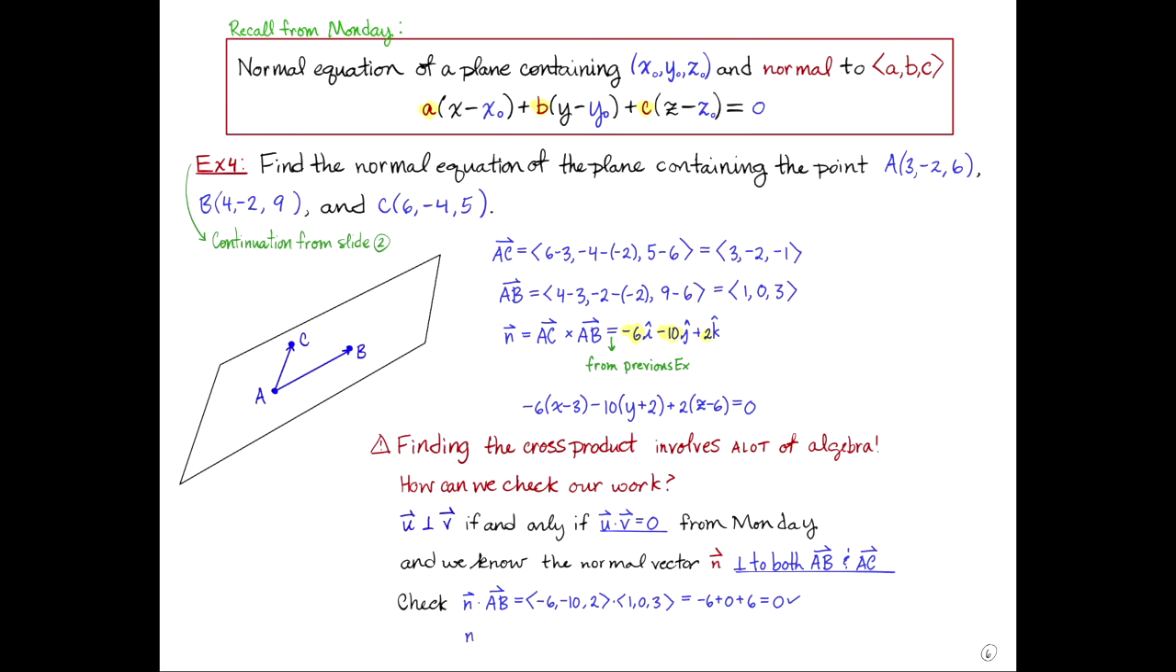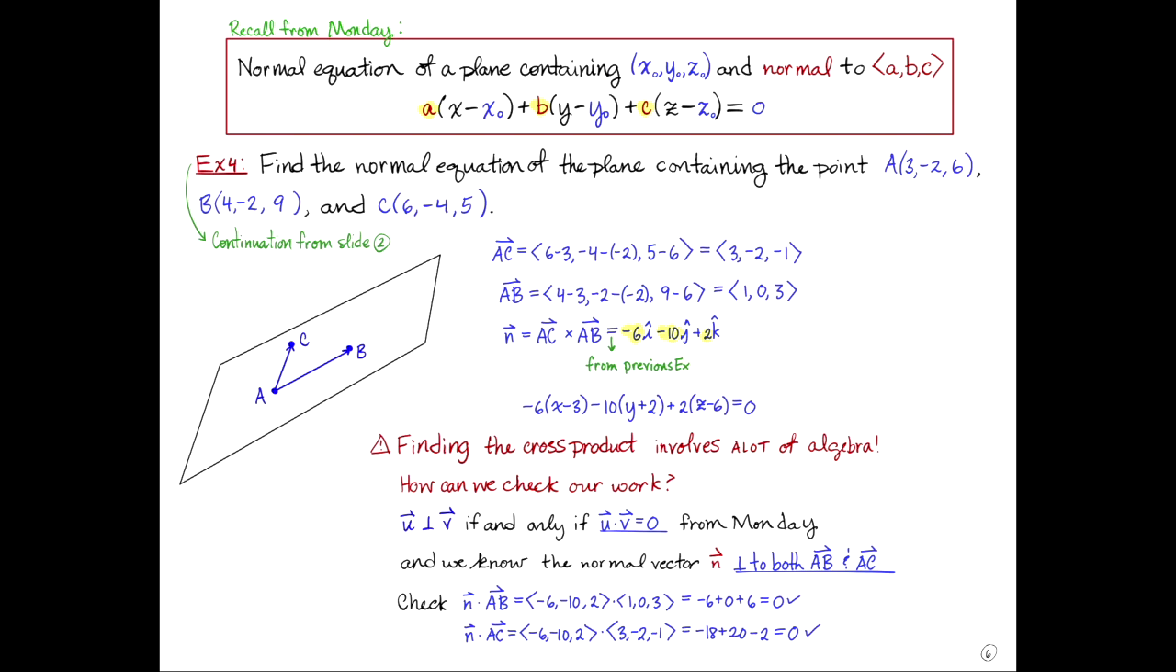The dot product between the normal vector n and the vector AC is negative 6, negative 10, 2, dot 3, negative 2, negative 1, which is equal to negative 6 times 3, which is negative 18. Negative 10 times negative 2 is a positive 20. 2 times negative 1 gives us a negative 2, which also simplifies to 0. So we know that our cross product is correct.